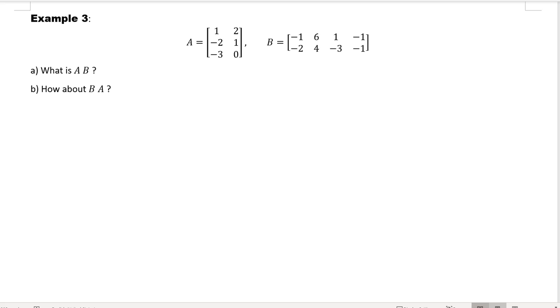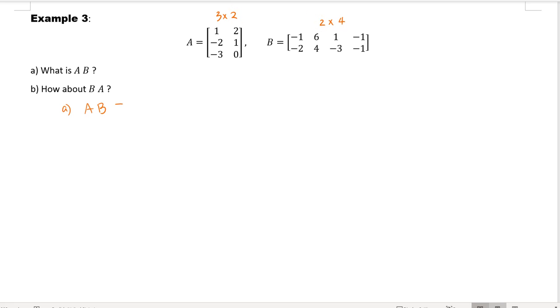Okay. What is the dimension for A? We have how many rows? 3 rows and 2 columns. What's the dimension for B? We have 2 rows and 4 columns, right? So the size of A is 3 by 2, size of B is 2 by 4. Okay, part A, what is A times B? Well, A times B is okay because the inner dimensions match, right?